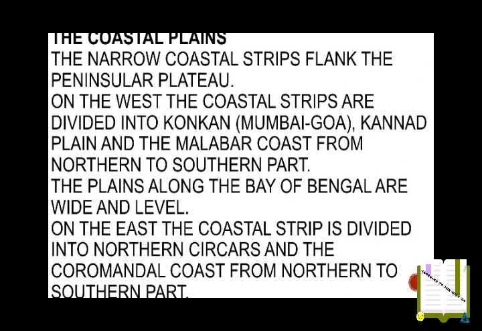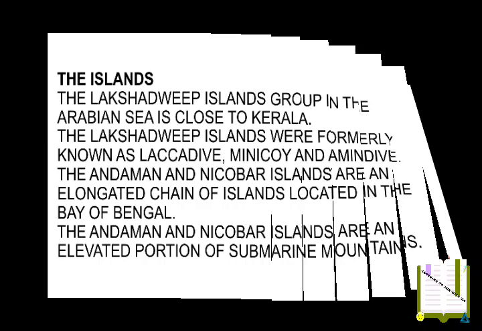So now the coastal plains. The narrow coastal strips flank the Peninsular Plateau. On the west, the coastal strip is divided into Konkan, Mumbai, Goa, Kannad Plain and the Malabar coast. From northern to southern part, the plains along the Bay of Bengal are wide and level. On the east, the coastal strip is divided into the Northern Circars and the Coromandel coast from northern to southern part.